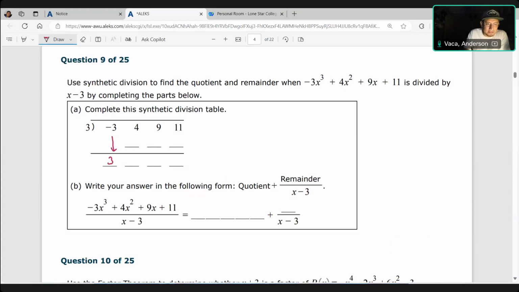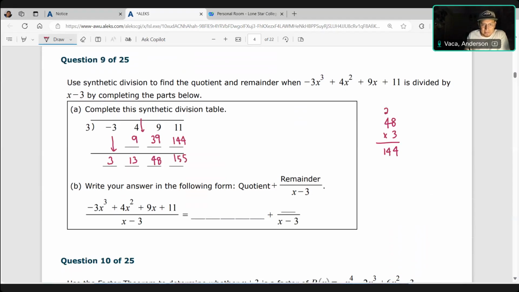3 times 3 is 9. Combine, we get 13. That will be 39. Combine, we get 48. And then 48 times 3, that will be 120. Okay, let's just do 48 times 3. 3 times 8 is 24. 3 times 4 is 12, and that will be 144. So we get 144. So we get 155.